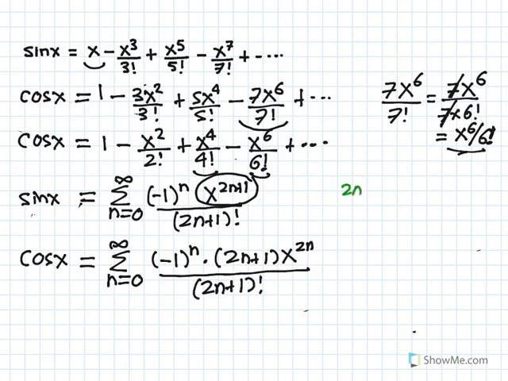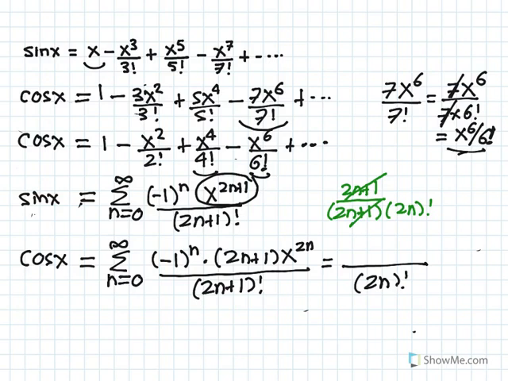Now, let's do some simplification. We have 2n plus 1 in the numerator. In the denominator, we have 2n plus 1 factorial, which we can write as 2n plus 1 times 2n factorial. The 2n plus 1 cancels out, and what do we get? We get just 2n factorial in the denominator, and in the numerator we have negative 1 to the power of n times x to the power of 2n. And of course, don't forget to put the summation.